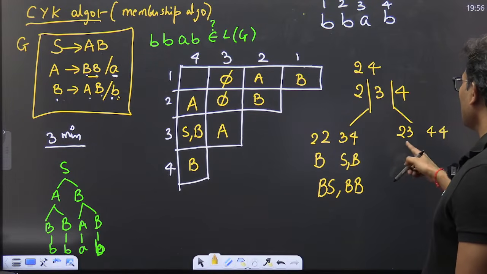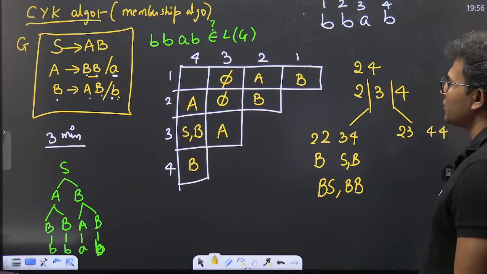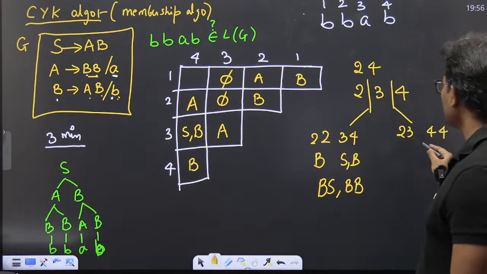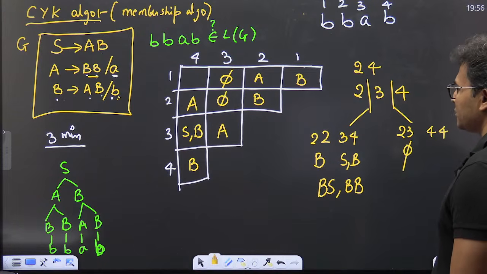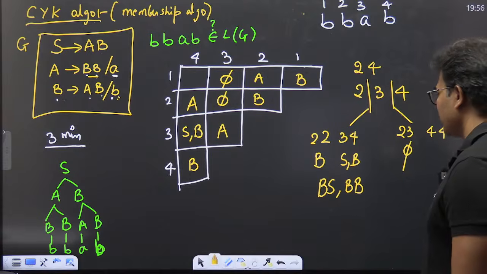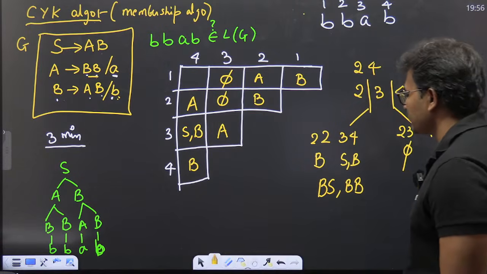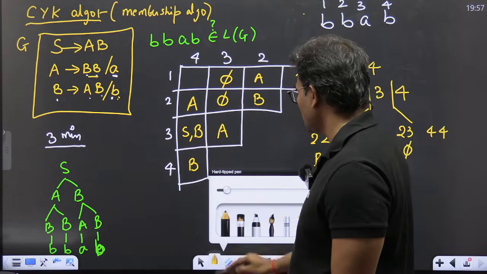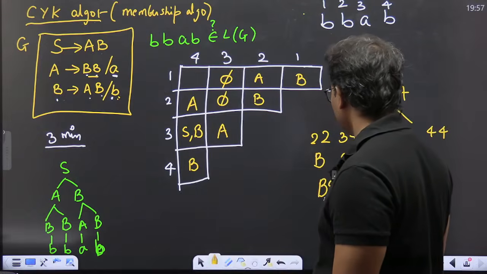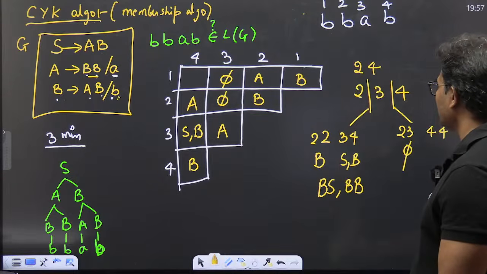Right? Now what about 2 3 and 4 4? So 2 3 is 5. Therefore, you don't have to worry about it at all. Okay.